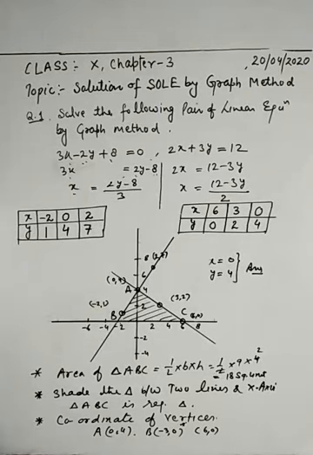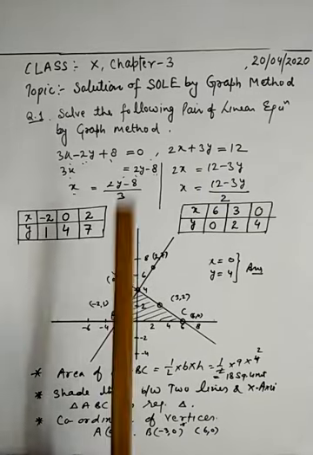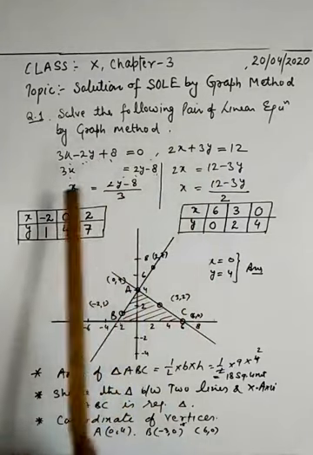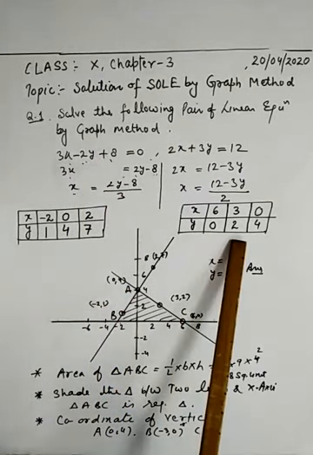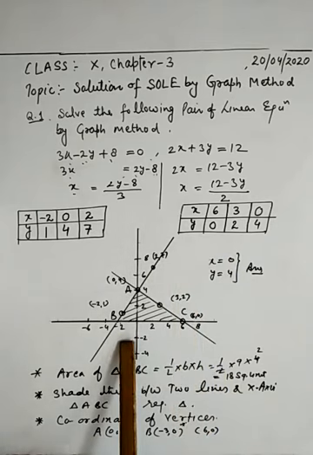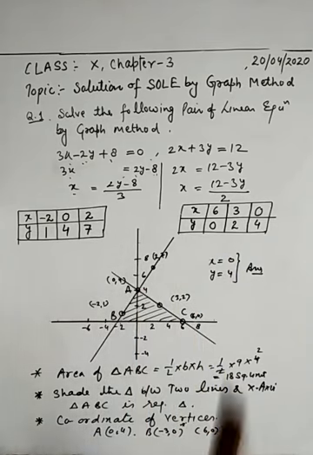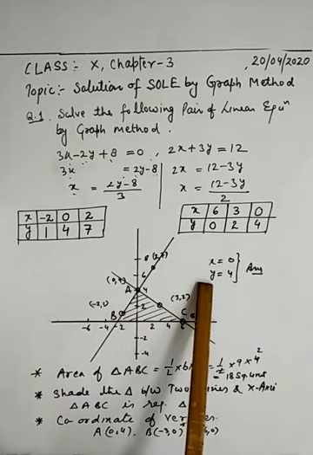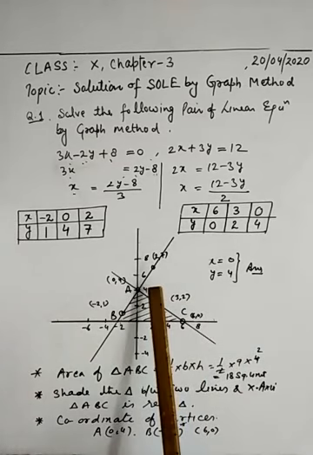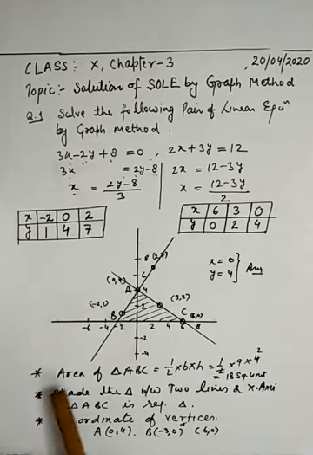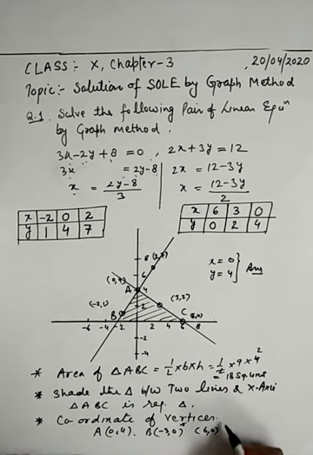So what is the procedure to find the solution of linear equations in two variables? First take two equations, find their three solutions, and plot them on the graph. Where the two lines intersect, we get the values of x and y there. Besides that solution, questions may be asked on the area of the triangle, shading the triangle, and the coordinates of the vertices of triangle ABC.